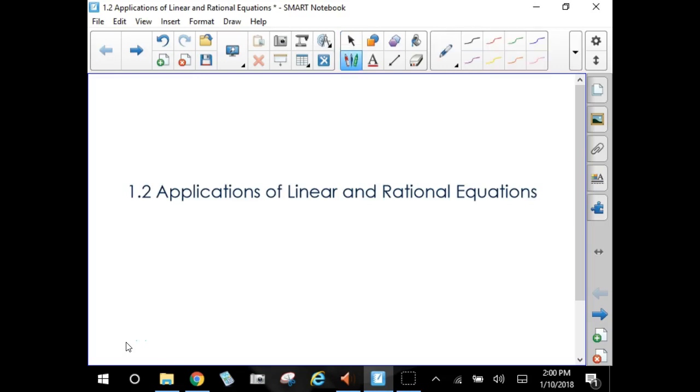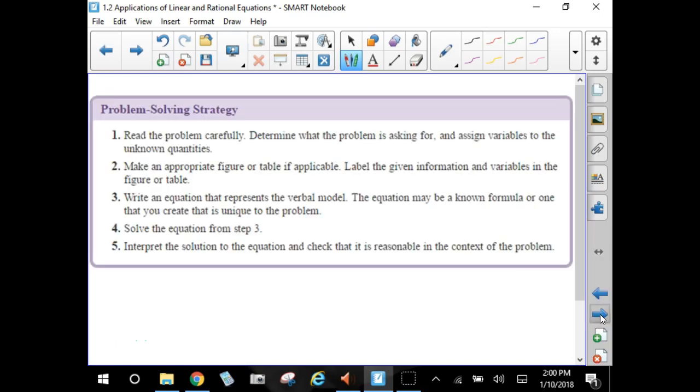So now we're going to discuss applications of linear and rational equations. These are word problems. You want to follow these guidelines when solving these application problems. First, read the problem carefully, determine what the problem is asking for, and assign variables to the unknown quantities.